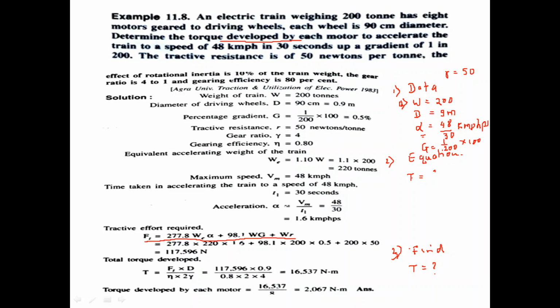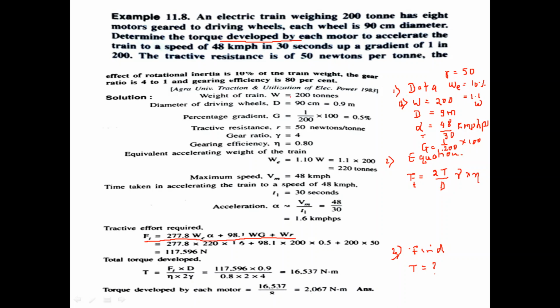I think we have used this F, we have found the tractive effort required to drive. It is given as 2 into T divided by D into sigma into efficiency. The other data are given: I forgot, the effect of rotational inertia is 10% of the train. So this is given as 10%. To find WE, the effective weight, we have to multiply 1.1 into W, the weight.